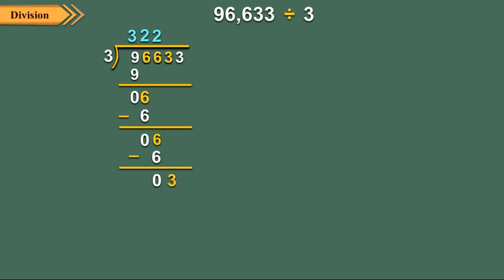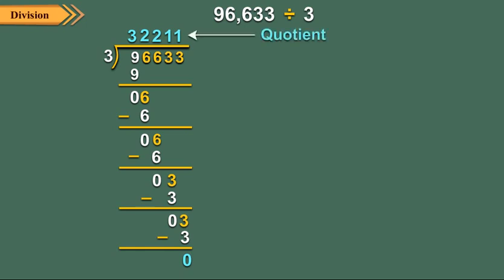Next, we divide 3 in the tens place of 96,633 by 3 and the quotient here is 1 and remainder is 0. Finally, divide 3 in the ones place of 96,633 by 3. The quotient is again 1 and the remainder is 0. So we get the quotient 32,211 and the remainder is equal to 0.